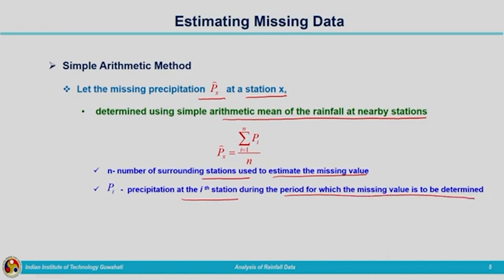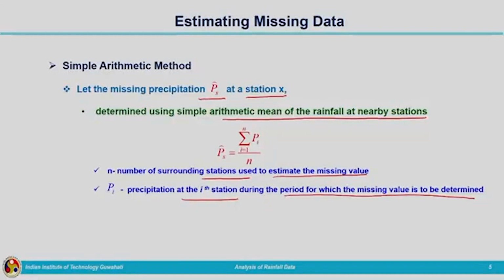We know that certain periods, for example 1 month, may be missing, or sometimes, when we collect time series data for long years, 1 year of data itself will be missing. So in such cases certain other techniques also should be used. This is the simple method which is used if we are having annual data missing. We will use the arithmetic average of the data collected from the neighboring stations, and that is assumed as the missing data.